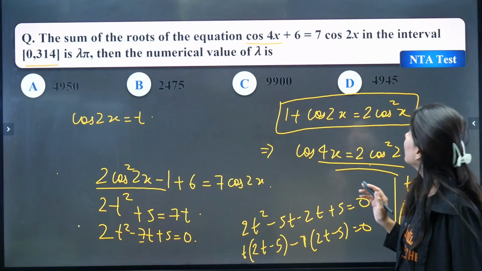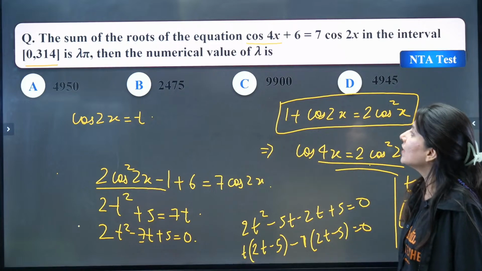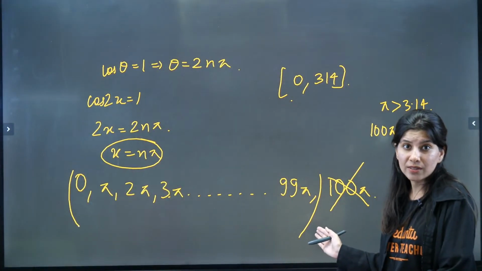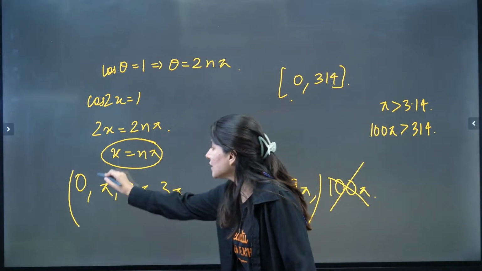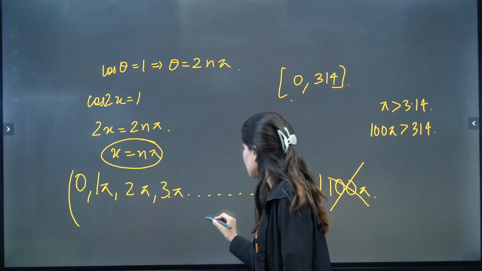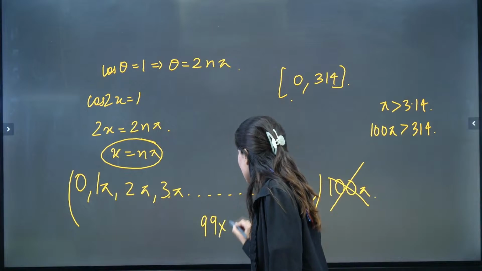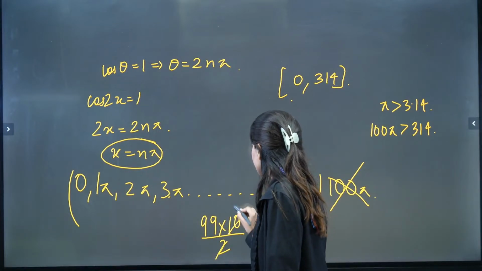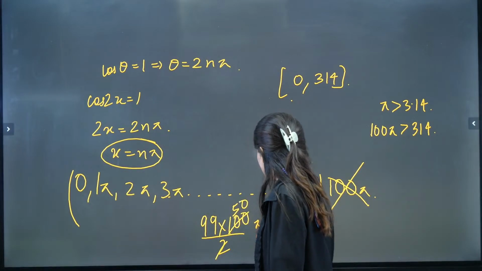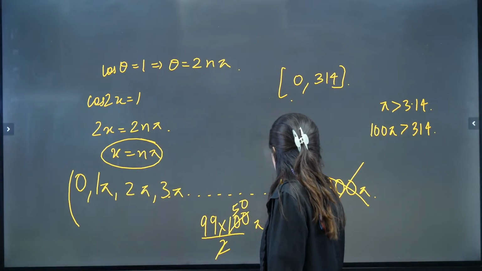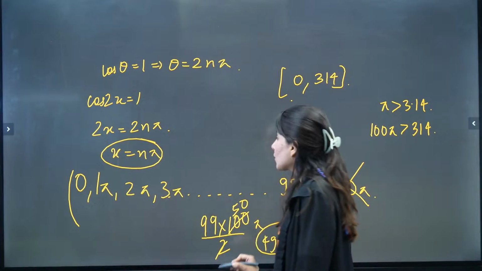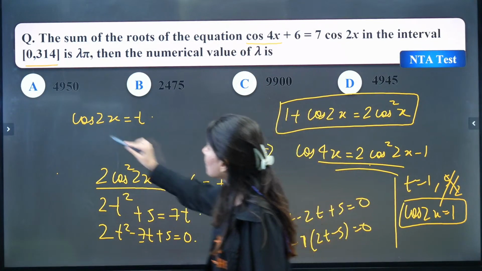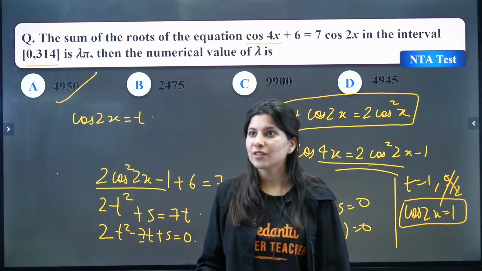Now they are asking the sum of the roots of the equation is lambda pi, that means we have to add all the roots. So 0 plus 1 plus 2 and all the way up to 99. That is going to be 99 into 100 by 2. You know the formula, right? So this is 4950 pi, and they are talking about lambda pi. So lambda pi is 4950, which is option A.